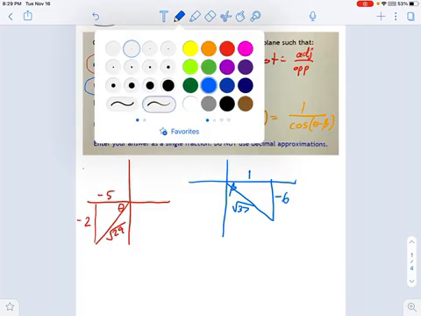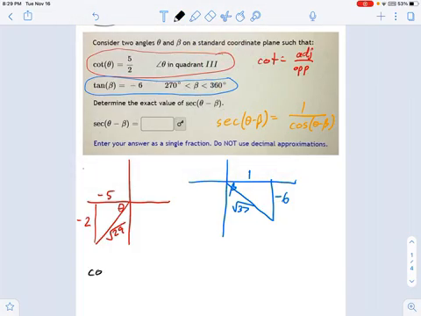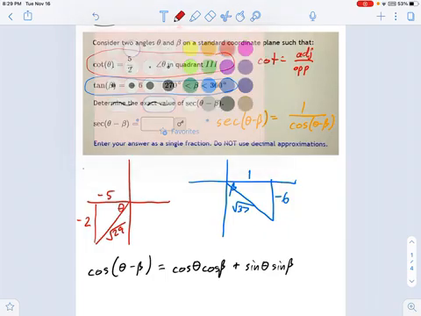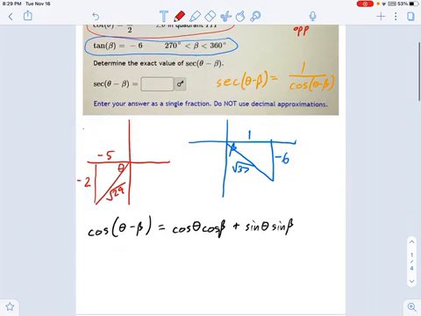Let's just remind ourselves of what the cosine identity is for the difference of two angles. Cosine of theta minus beta equals cosine of theta times cosine of beta. Now cosine changes the silly sign, so that minus becomes a plus. And now it's sine theta, sine beta. So now we just plug in the values according to these coordinate planes.